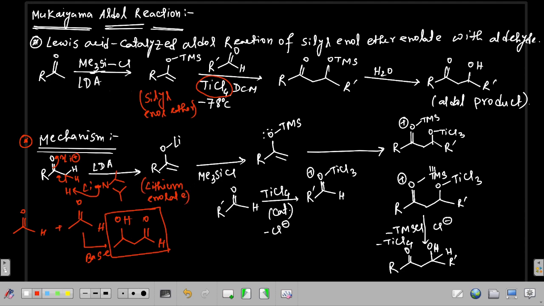Next, this is present as oxygen minus and lithium plus. If we react this with TMS chloride, that is trimethylsilyl chloride, this negative charge will attack the silyl group, leading to the removal of chloride and the formation of OTMS, which is a silyl enol ether.